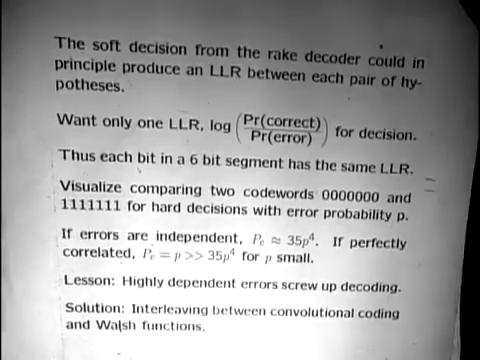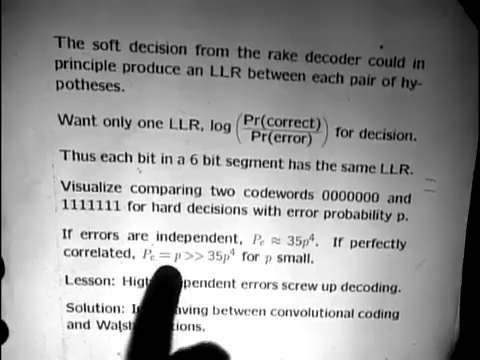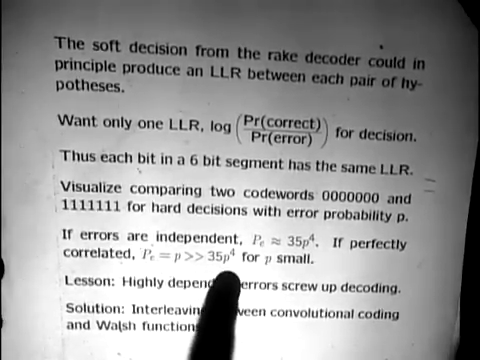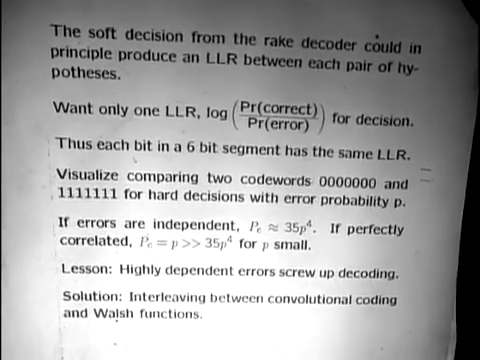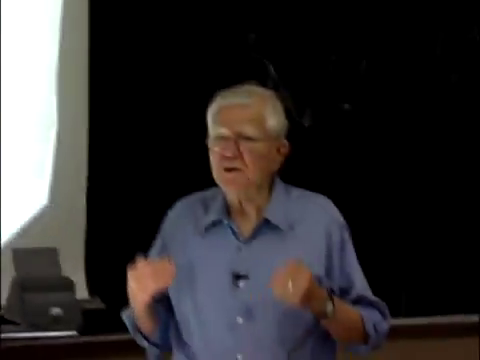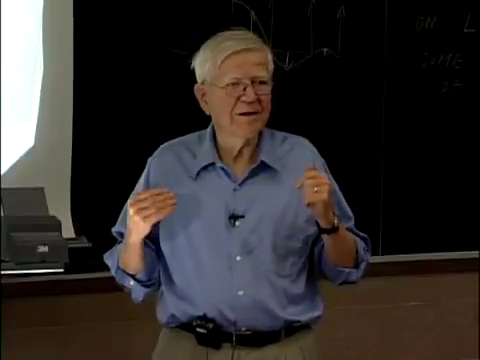If those bits are perfectly correlated, namely if whenever you make 1 bit error, you make all 7 bit errors, then the probability of error is p. And if p is relatively small, p is always a lot bigger than 35 times p to the 4th. In other words, the lesson here is that highly dependent errors cause trouble for any kind of decoder.